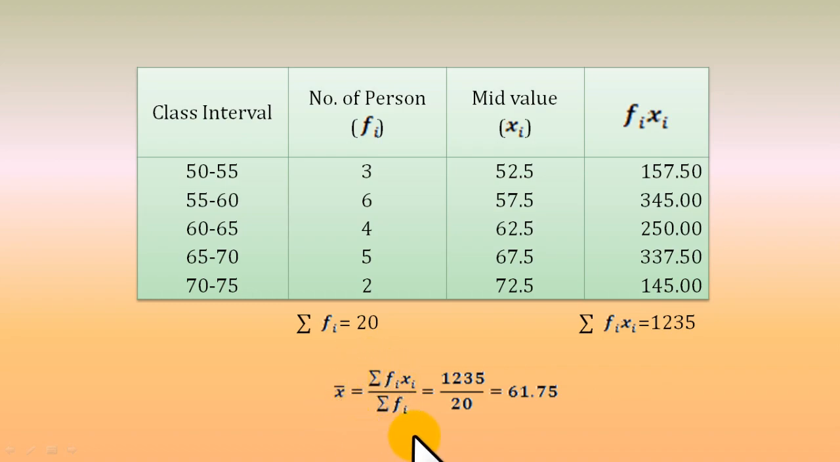Now this is the formula for mean by using the direct method. Using this method, we get the value of the mean as 61.75.